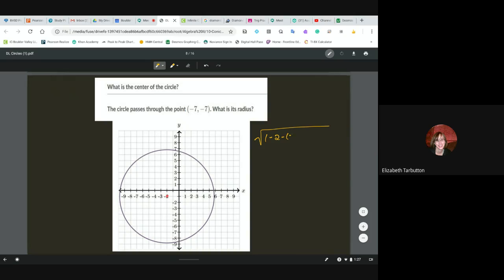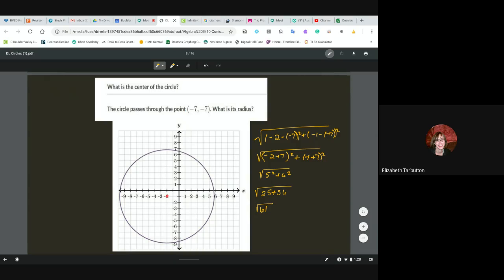-2 minus -7 squared plus -1 minus -7 squared. So we get -2 plus 7 squared and -1 plus 7 squared. So that gives me 5 squared plus 6 squared, which would be 25 plus 36, and then the square root of 61.